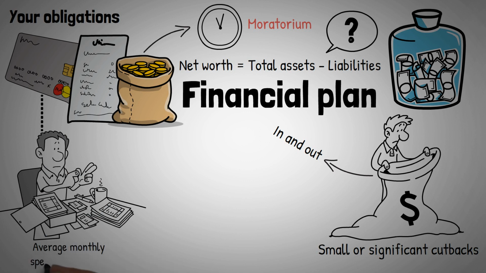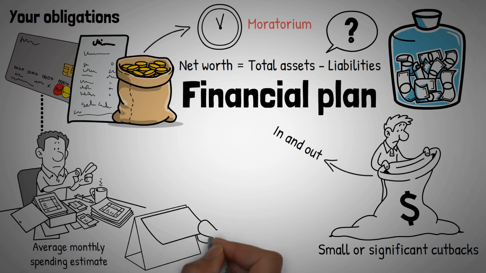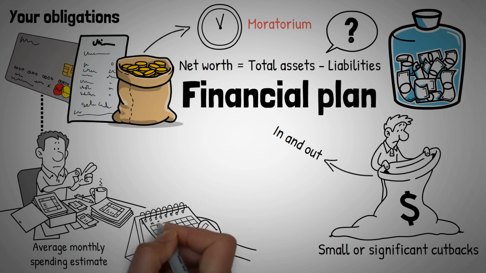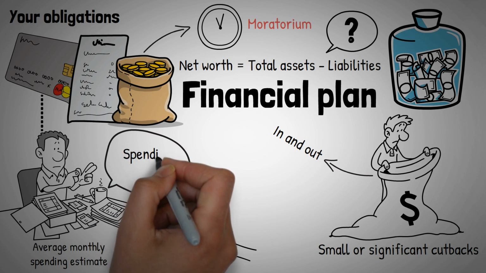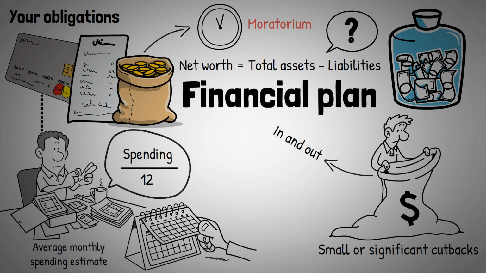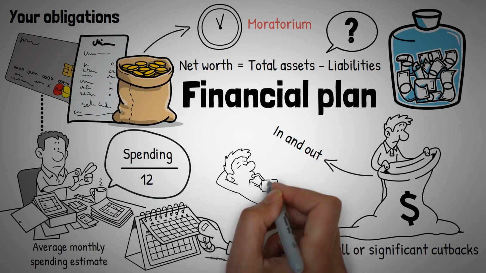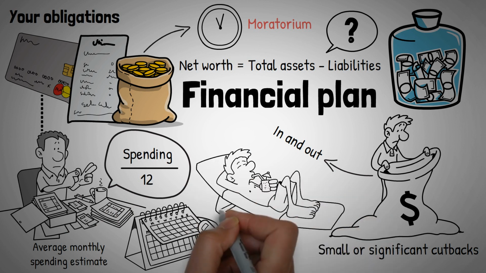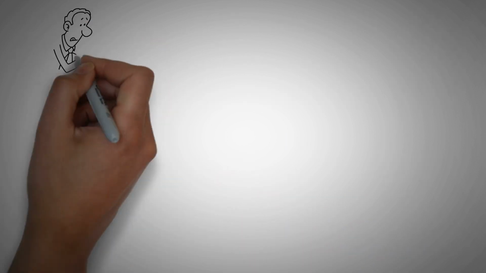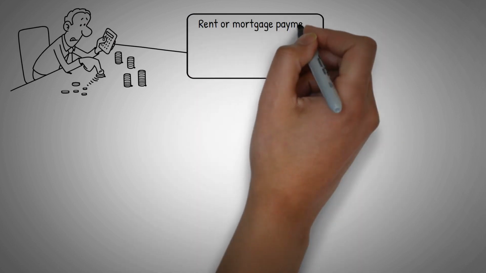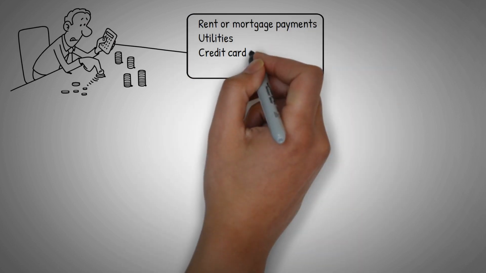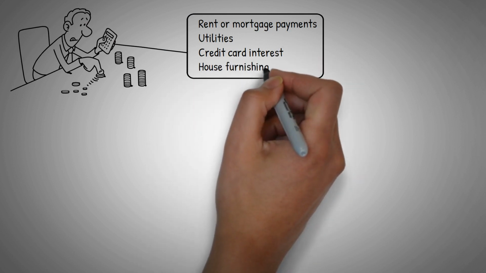In order to determine your average monthly spending estimate, it is advisable to look at your expenses over the course of a complete year. Do this by adding up all of your spending in each area and dividing by 12. This way, you won't under or overestimate your utility costs, and you also won't forget to budget for gifts for the holidays or a trip. Keep track of the fundamental housing costs you've incurred over the course of a year, such as rent or mortgage payments, utilities, credit card interest, and even house furnishings.